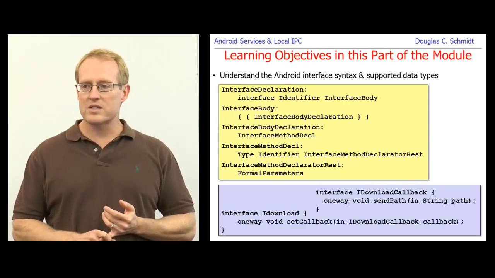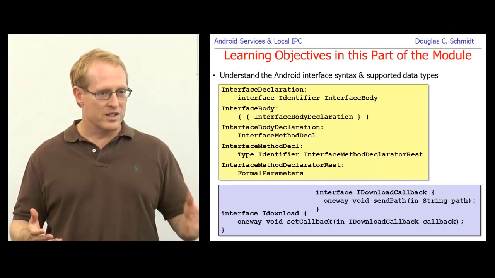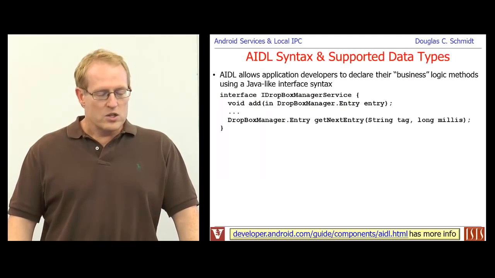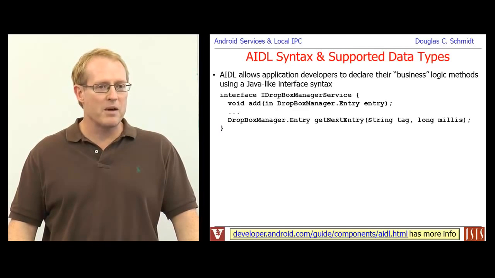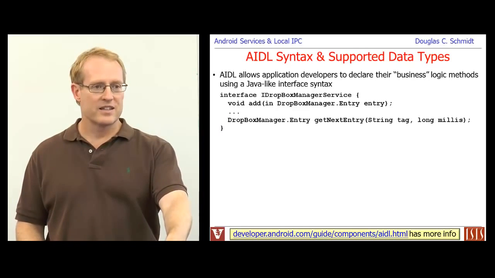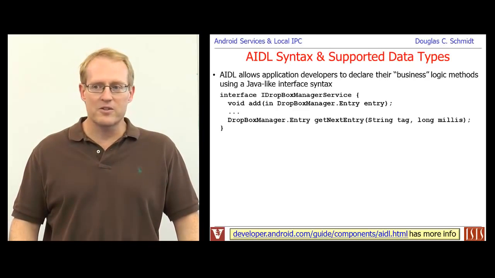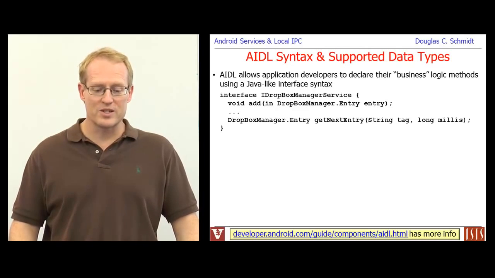So we're going to discuss the syntax for the Android interface definition language and the way in which it supports various kinds of data types that you define in Java. So AIDL allows application developers to declare their business logic methods using a Java-like syntax. So the key thing here is Java-like. If you know Java interfaces, then understanding AIDL is very straightforward. But be aware, as we'll see in a second, that not everything that you get in a Java interface is going to show up in AIDL. There's a number of restrictions, which are good things to know.